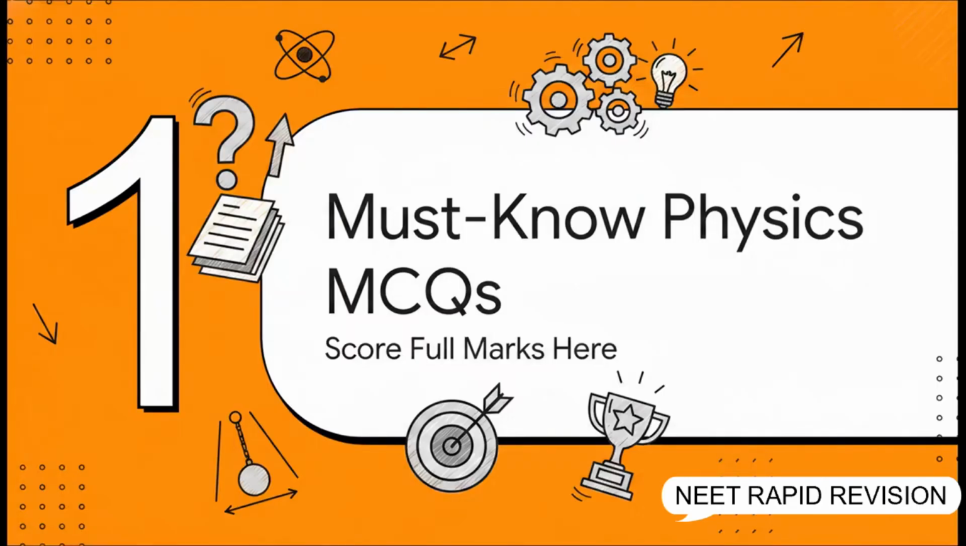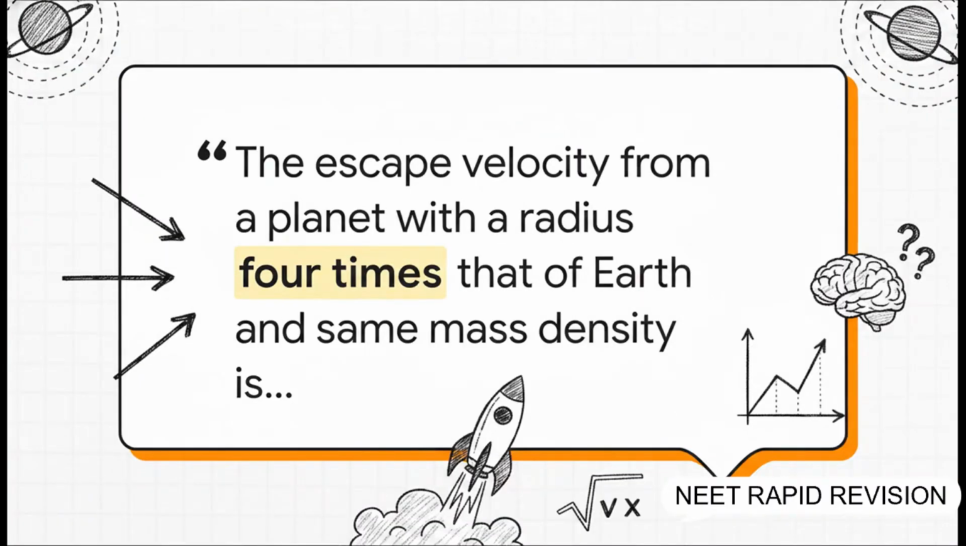All right, first up, physics. Let's get you some easy, guaranteed marks right out of the gate. This is one of those questions you have to know, so lean in and pay close attention to this one. Okay, so take a look at this. It's a classic question on escape velocity from the gravitation chapter. It's all about the link between a planet's radius and its escape velocity. Go ahead, take a second. How would you tackle this one?